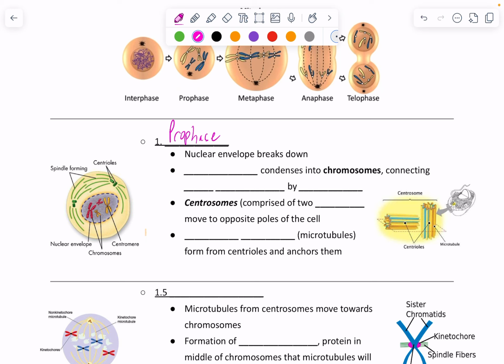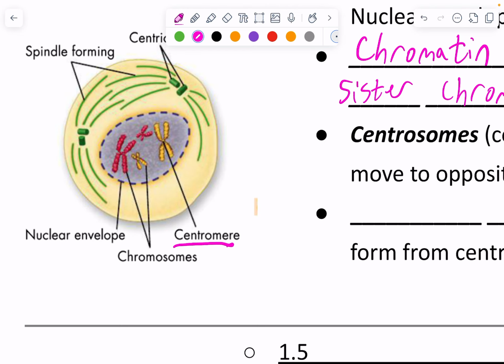So in prophase, the nuclear envelope needs to break down, right? We need to be able to move our eventual chromosomes around to different sides of the cell. The chromatin, our bowl of spaghetti, is condensing into chromosomes. Again, X-shaped. And the chromosomes are connecting the sister chromatids by the centromere. So the centromere, you can see here, is connecting them in the middle.